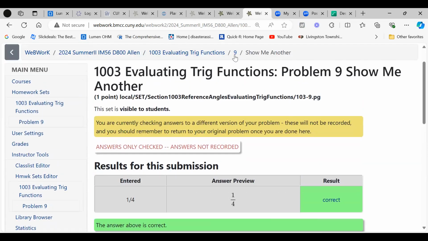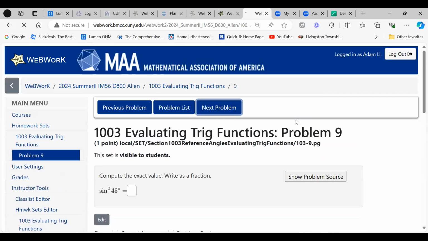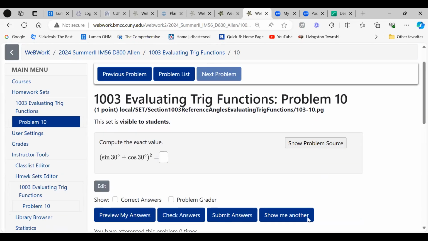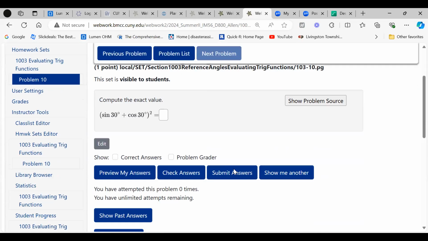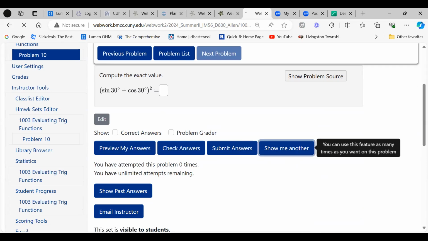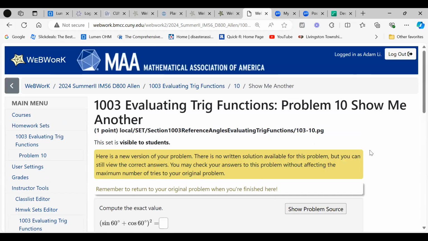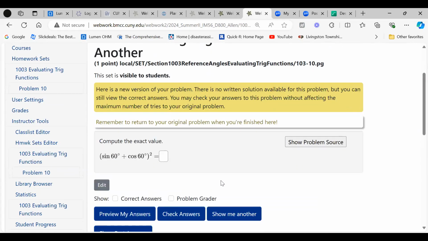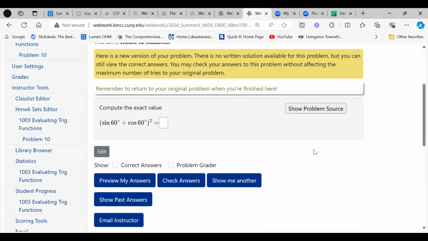And then let's look at the next one. So how about this? Sine 30 plus cosine 30 squared. Let's get something else. Okay, sine 60 plus cosine 60 squared. You guys try this.